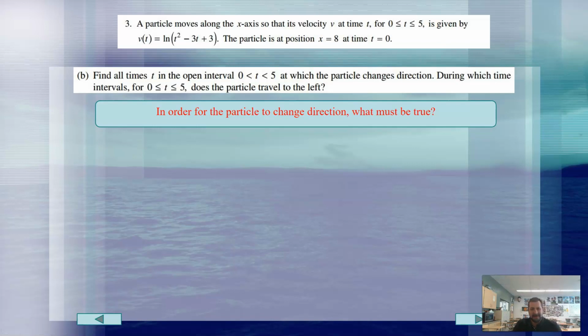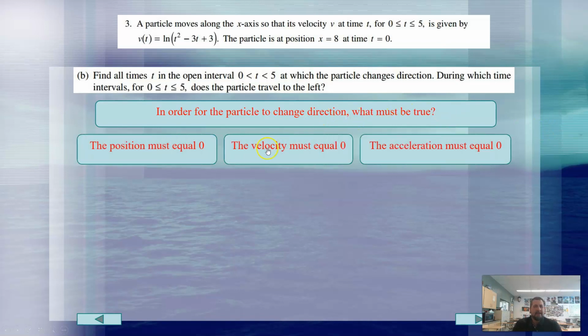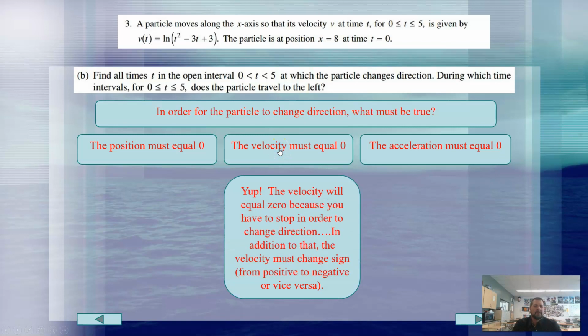Letter B says, okay, what I want to know, during which time intervals does the particle travel to the left? Well, in order to answer this question, we have to say, okay, what's going to happen if a particle changes direction? One of 3 things has to be true. Is it the position, the velocity, or the acceleration that must equal 0? Hopefully in this case you realize that in order to change direction, the velocity must equal 0.